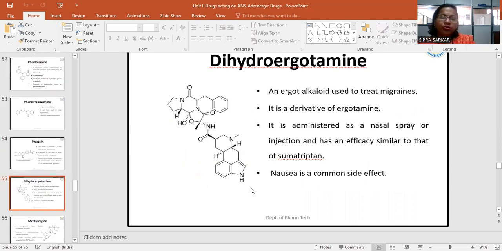Coming to dihydroergotamine, an ergot alkaloid used to treat migraines. It is a derivative of ergotamine, and the structure is here. A two-nitrogen-containing 6-membered ring is present. It is used as a nasal spray or injection with an efficacy similar to that of sumatriptan. Nausea is a common side effect, and it is an alkaloid that is very bitter in taste.